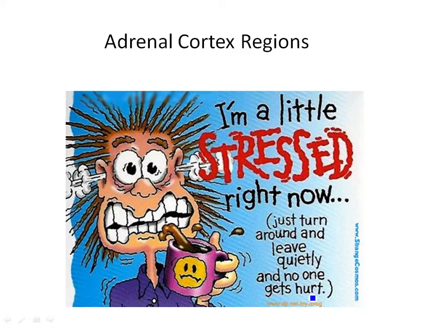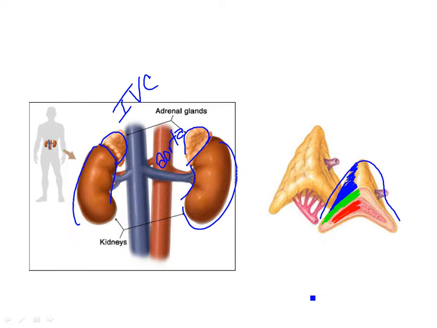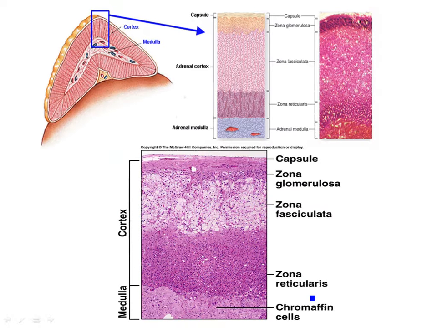So let's move to the next slide and look at those layers in a bit more detail. All right, so if we begin with the outermost capsule, down to here you have adrenal cortex. Within the adrenal cortex, we subdivide into the zona glomerulosa, then the zona fasciculata, and then the zona reticularis. Now, here, of course, you have adrenal medulla.